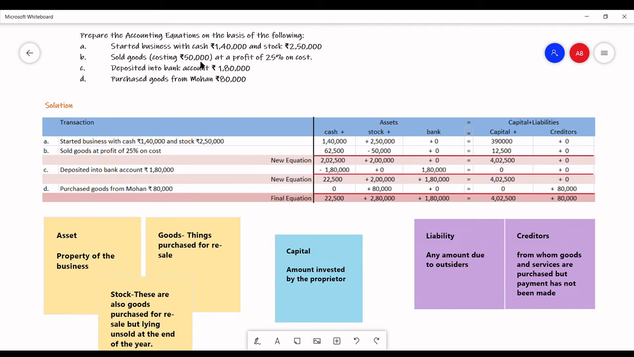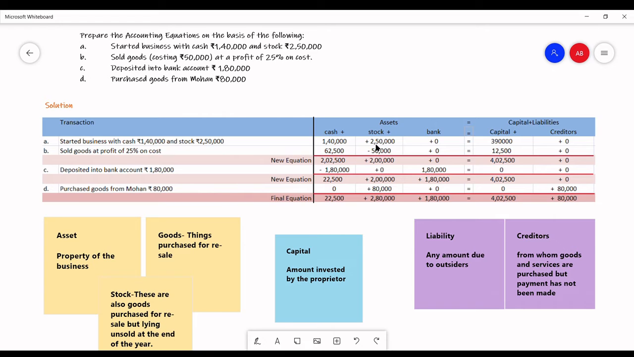Sold goods costing rupees 50,000 at a profit of 25% on cost. So below transactions I have written it. Now, from the transaction itself, it's evident that I have sold a stock. Goods refers to the stock itself. Goods and stock are kind of the same thing. These are purchased for the purpose of resale, but stock is what is lying unsold at the end of the year. So below stock I have reduced 50,000 because I'm selling it. So my stock gets reduced by an amount of 50,000.